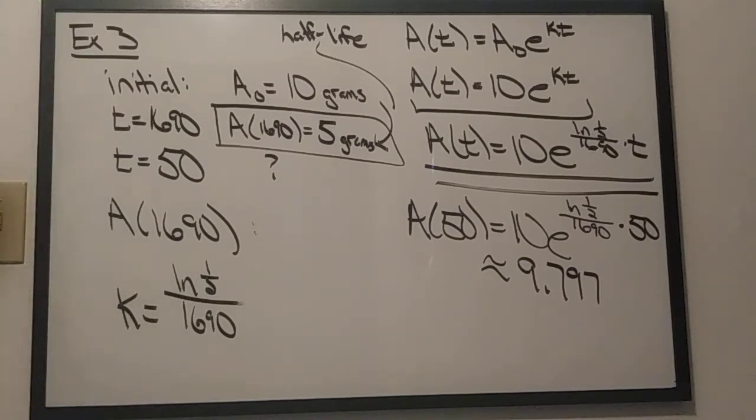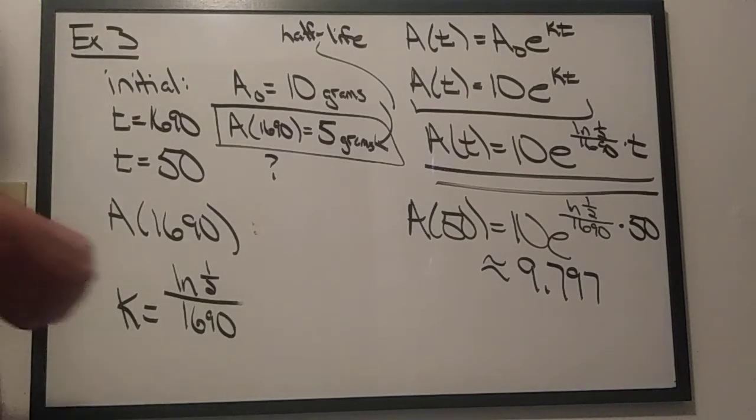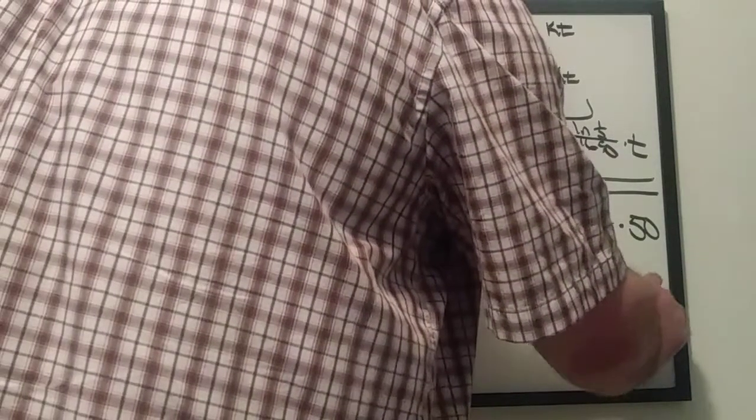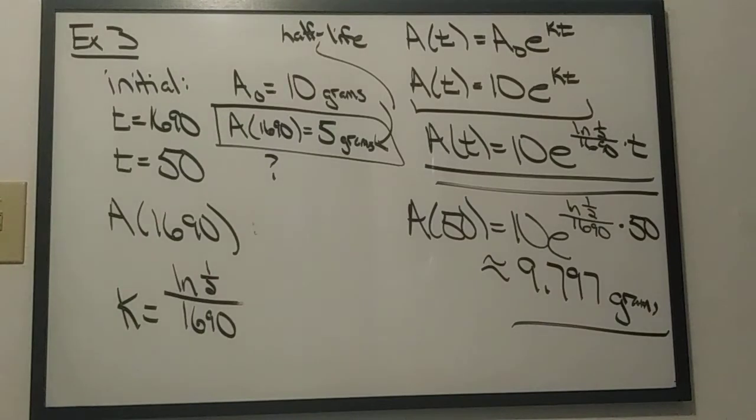Make sure you leave all of the digits on your calculator screen, and then make sure that you can get this. Now, because this is an application problem, we need to put some units on it. This is going to be grams again. So I'm going to go ahead and write down grams. So after 50 years, we're only going to have 9.797 grams of this radioactive element.